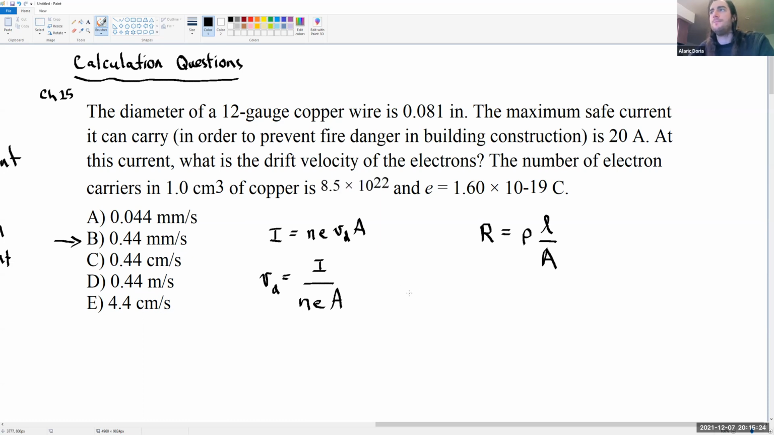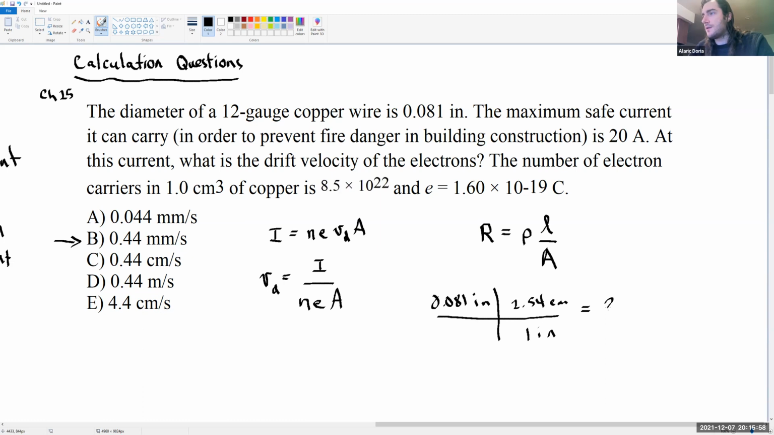the area here. Okay, and so it looks like we have everything here except for the area of the wire, but we're given the gauge of the wire, right? So since we're given the gauge of the wire, gauge is 0.081 inches. We need to convert this to centimeters. So we need 2.54 centimeters per 1 inch.